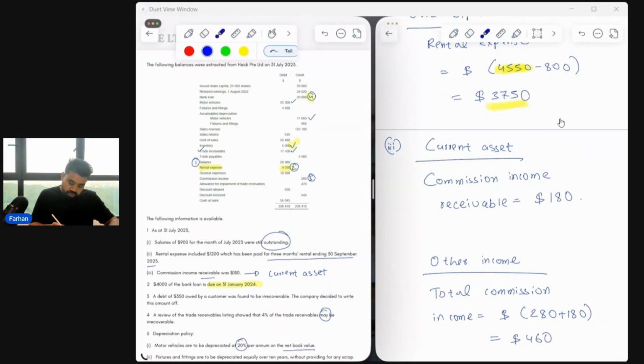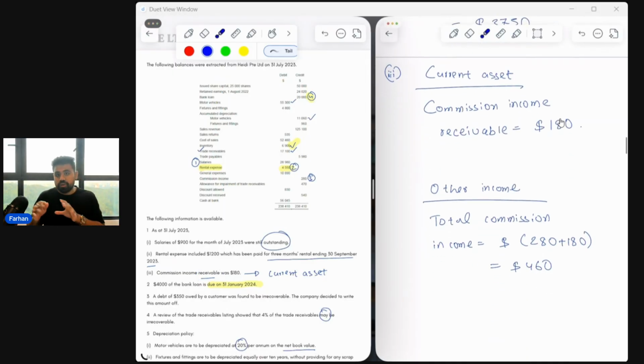Commission income receivable was $180. So obviously we understand we have earned some kind of income, but we have not yet received it in cash, which means we are expecting economic benefits in the next financial year. Therefore, we can confidently classify this as a current asset, which is therefore shown in the statement of financial position or the balance sheet. Okay. But in the statement of financial performance, when you report your other income, we show the total commission income that we have actually earned for the year.